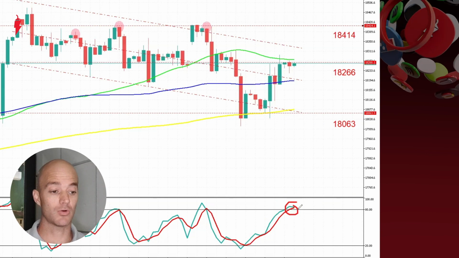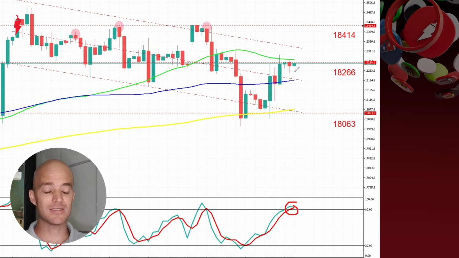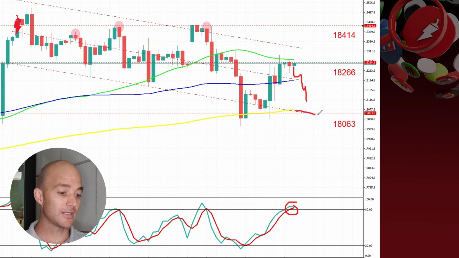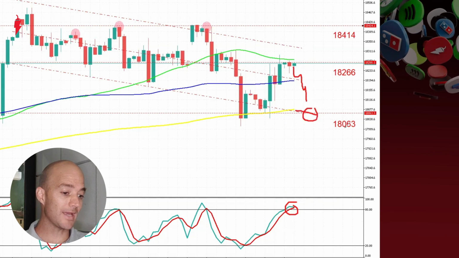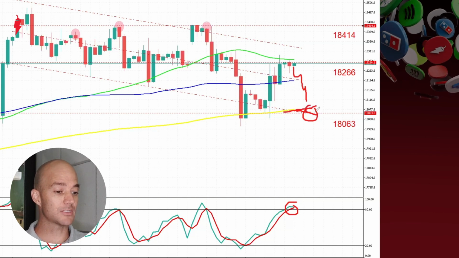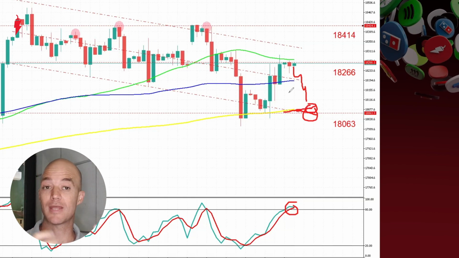you want to wait for that decent confirmation with the main line and the signal line of stochastic cross. However, we have a downward bias in the short term where we expect the market to at least touch the 18063 level, perhaps the 200 period simple moving average. These are two of the main targets to the downside.